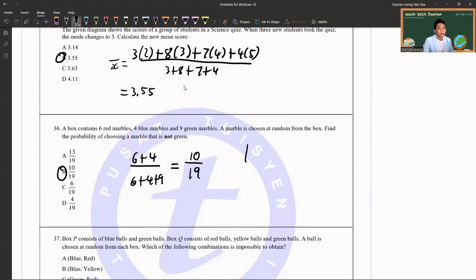I can also take 1 minus the probability of choosing a green marble. 1 minus 9 over 19, which will also give us 10 over 19.